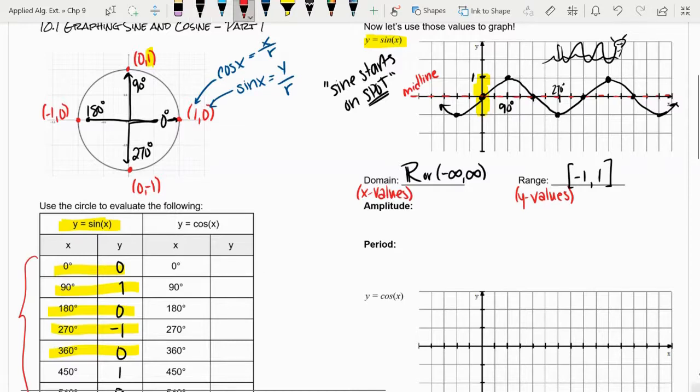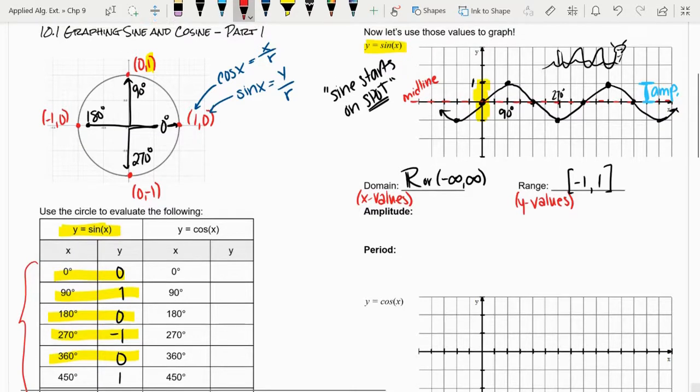It's going to be the distance from the midline. So here's our midline to the maximum value. So this is our amplitude. I'm going to abbreviate it up there with amp. And like I said, it's the distance from the midline to the max or the min. So for our graph up there, the amplitude is 1.